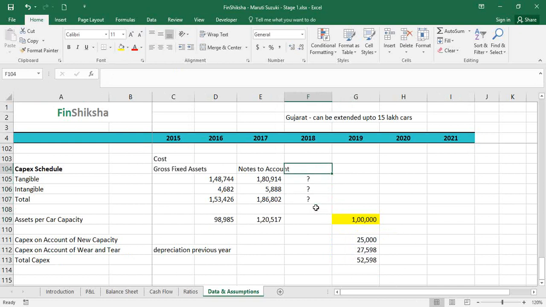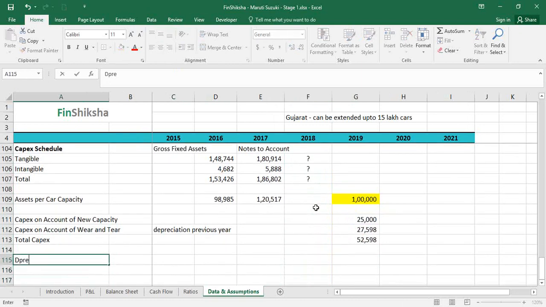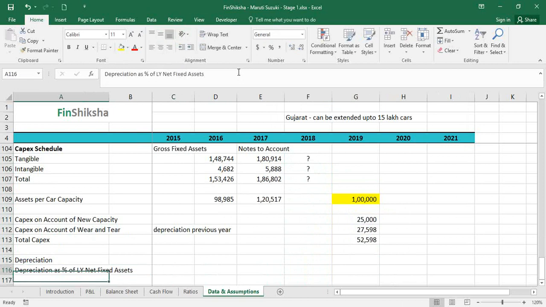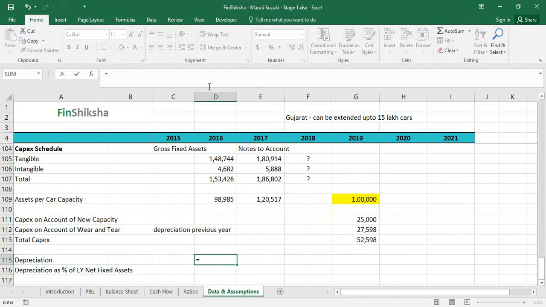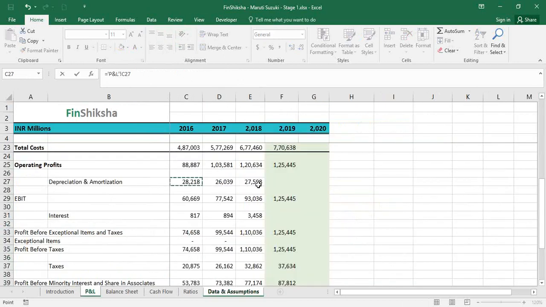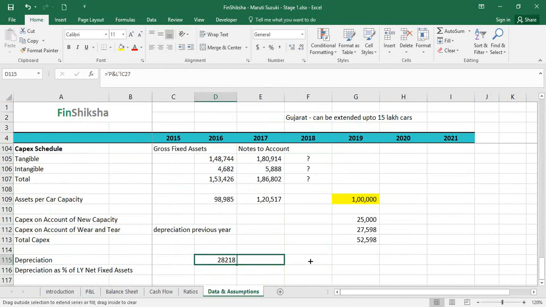We'll try and bypass this a little bit. So how do we bypass it? We'll leave this aside. We don't necessarily need it. Let's try and find out what would be depreciation each year. So let's put a depreciation number. And in this particular case, because we do not have gross fixed assets for one particular year, I'm going to find depreciation as a percentage of last year's net fixed assets. Just try and find that out, right? So let's first link the depreciation number from 2016 onwards from the P&L. So I'm going to link this, and that's my depreciation number.